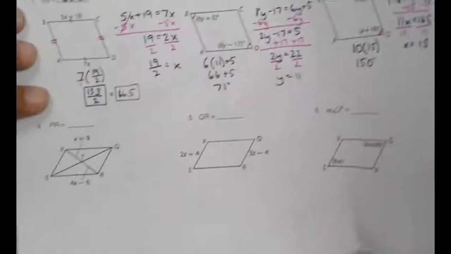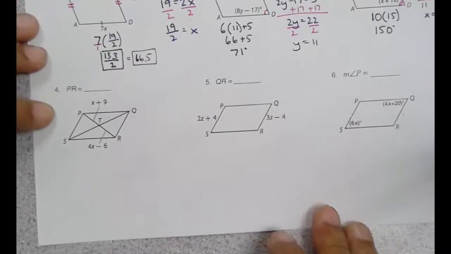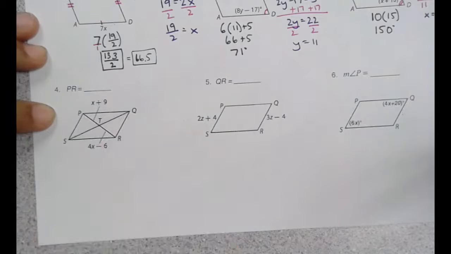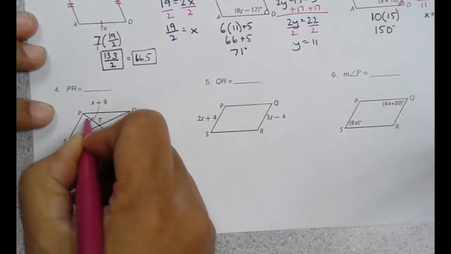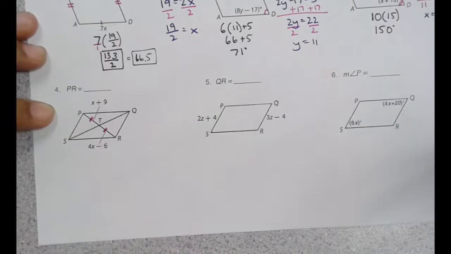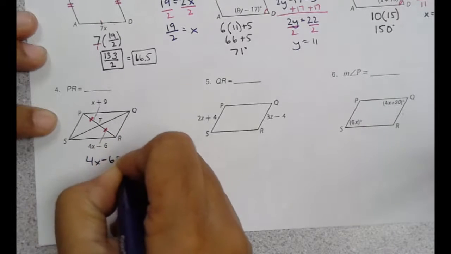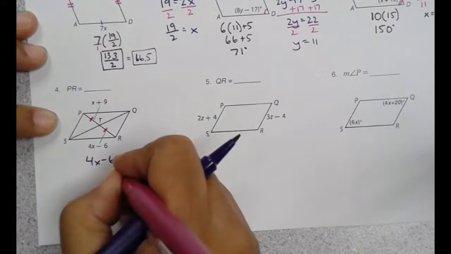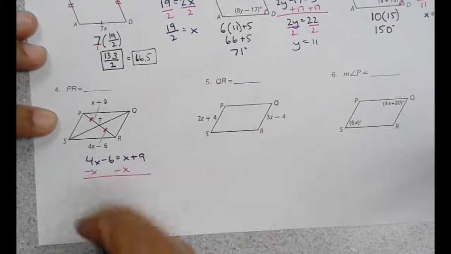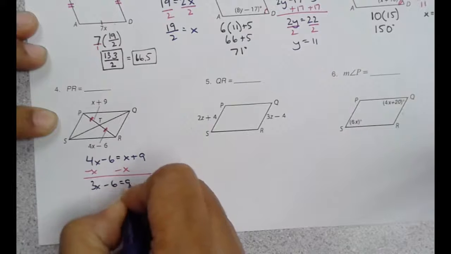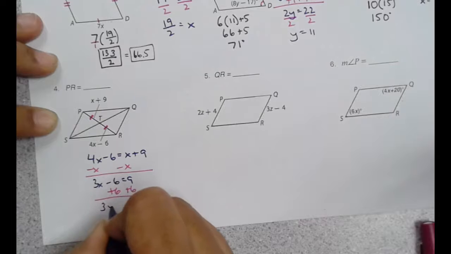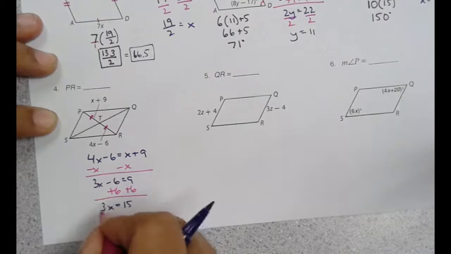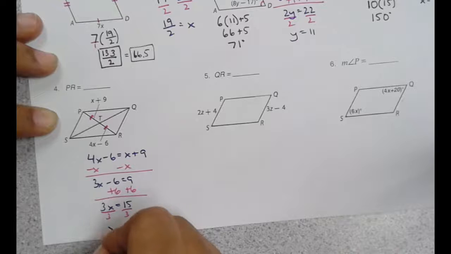All right, let's take a look at number 4. So number 4, this is diagonals. What's special about diagonals is that the diagonals bisect each other. This segment is congruent to this segment. So since those are congruent, we can make them equal to each other. So 4x minus 6 equals x plus 9. Let's get the x's on one side by subtracting the x. We get 3x minus 6 equals 9. Next step, add 6. We get 3x equals 15, and then divide both sides by 3. We get x equals 5.